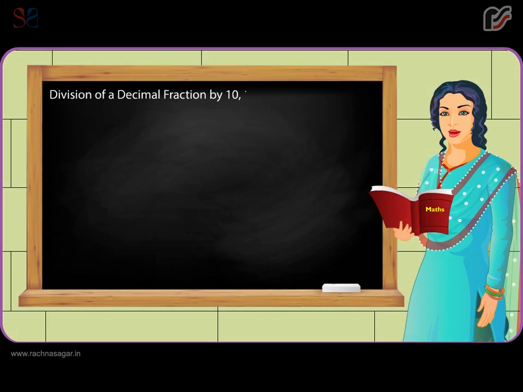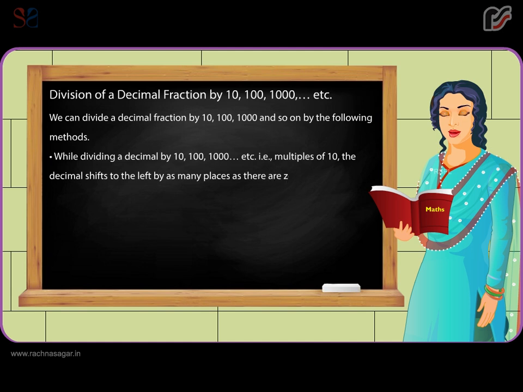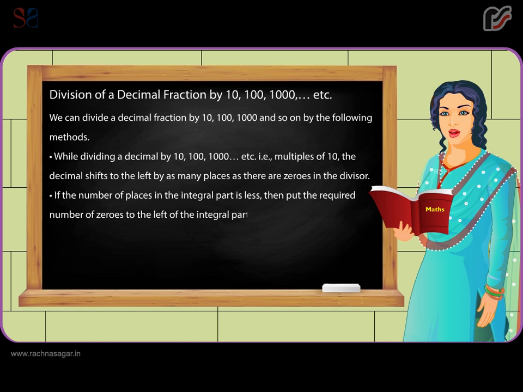Division of a decimal fraction by 10, 100, 1000, etc. We can divide a decimal fraction by 10, 100, 1000, and so on by the following methods. While dividing a decimal by 10, 100, 1000, etc., that is, multiples of 10, the decimal shifts to the left by as many places as there are zeros in the divisor. If the number of places in the integral part is less, then put the required number of zeros to the left of the integral part, then shift the decimal point.